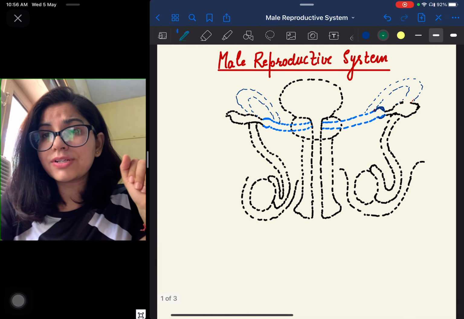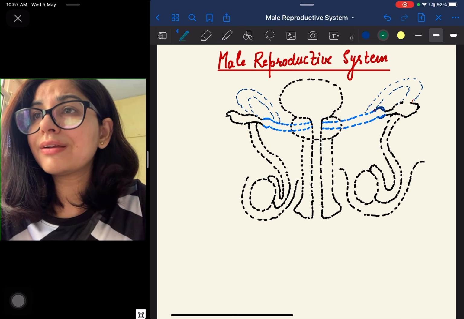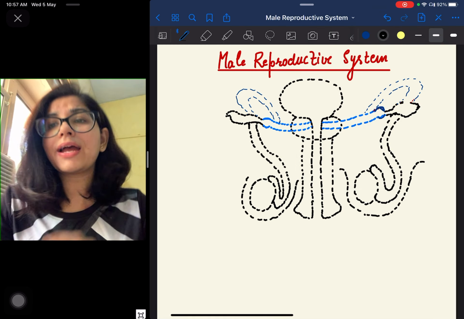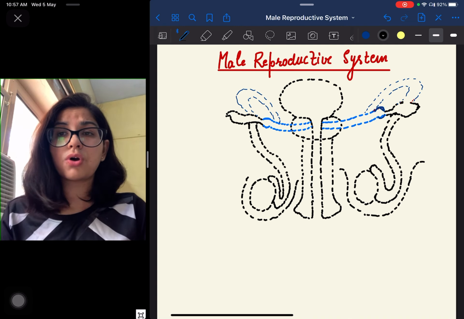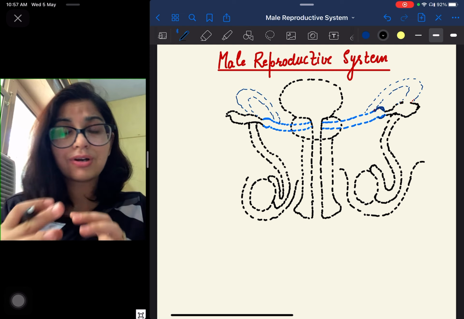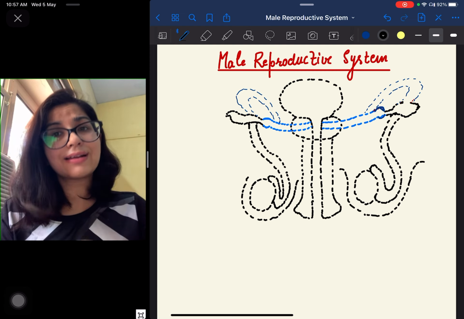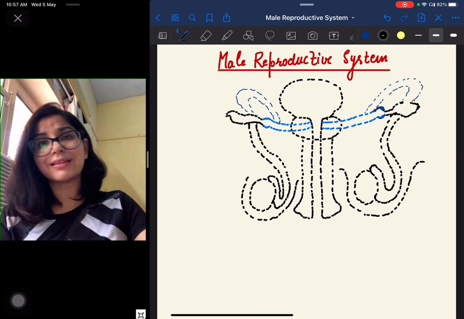So let's start our diagram. Now we know which parts should be there in our diagram, right? First, I'm going to show you how to draw the testes. Testes are, bacha, an oval shaped structure, and it is approximately 4 centimeters in length.